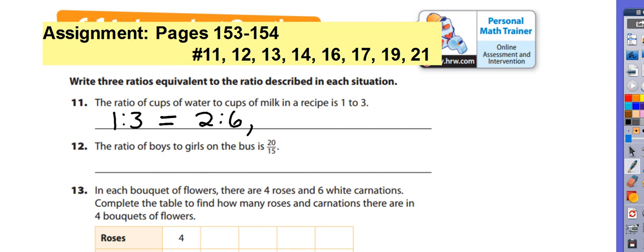I kind of like the idea of writing these horizontally, so I'm going to rewrite it using a colon, 20 to 15. Now this one, since the numbers are already kind of large, I probably wouldn't double it and triple it and quadruple it. You could, but you could also simplify this one. Do you notice that 20 and 15 share a factor of 5? So the first equivalent ratio might be just to divide those by 5 and simplify that, and then you could go back and double and triple. Go ahead and try 11 and 12, and then hit pause, and when you're ready to resume, we'll check out number 13.